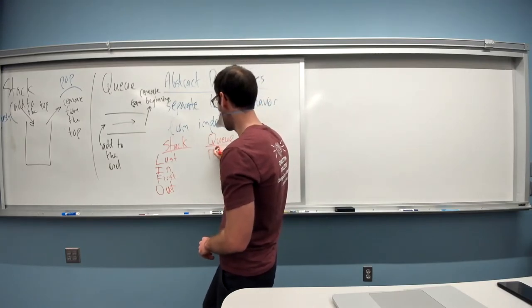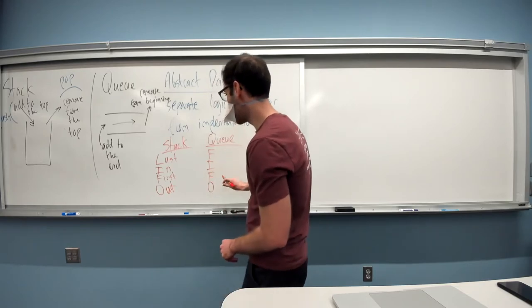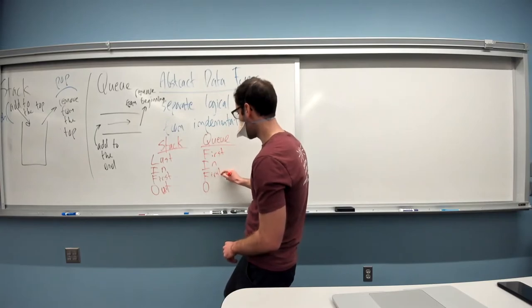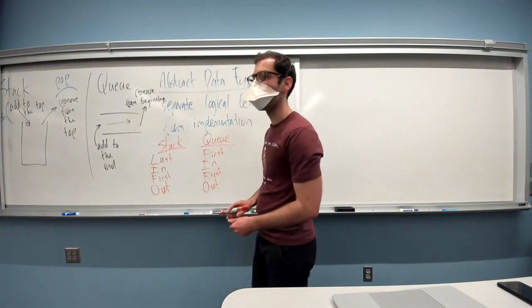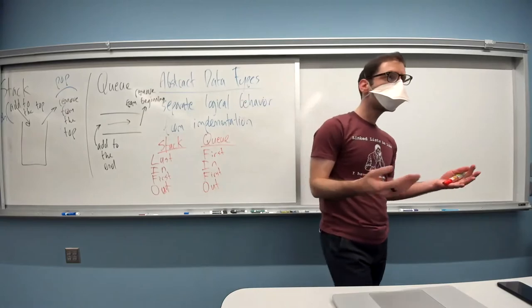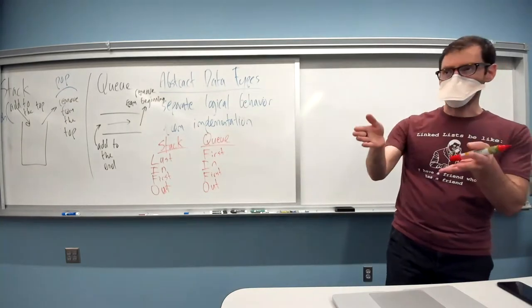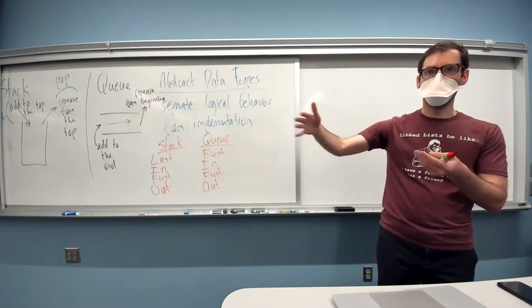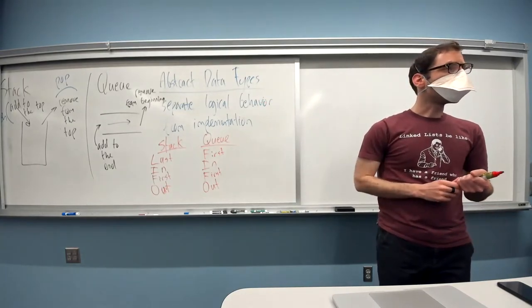Queue, our FIFO: first in, first out. You would expect if you're the first one to get in line, you're the first one to get out of the line. You're at the front of the line, first one to get a turn.